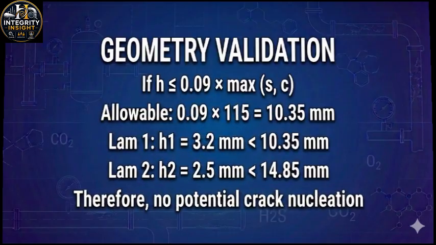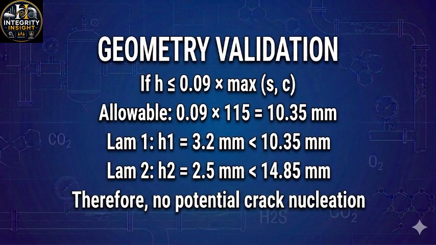The third step is to determine whether these defects truly behave as laminations. Why is this important? Because crack-like flaws are assessed using completely different rules. We therefore verify that the through-thickness height of the defect is small compared with its planar dimensions. For both laminations, the measured heights are significantly below the allowable limits. This confirms that the defects are planar laminations rather than crack-like discontinuities.